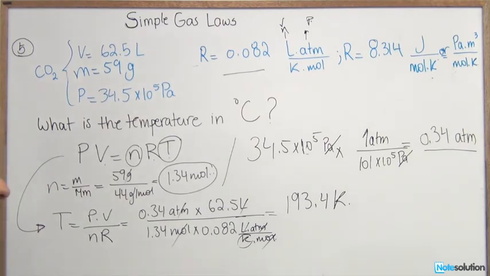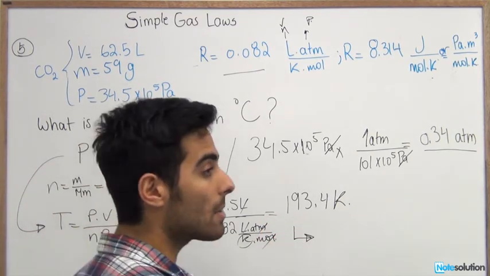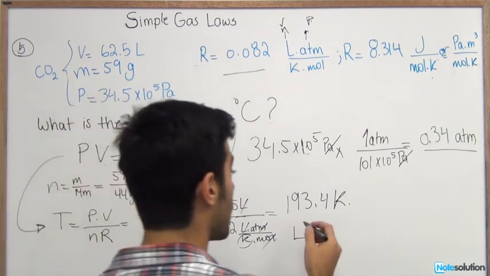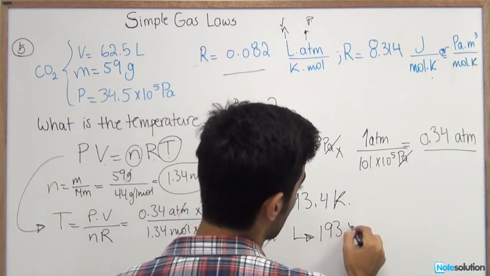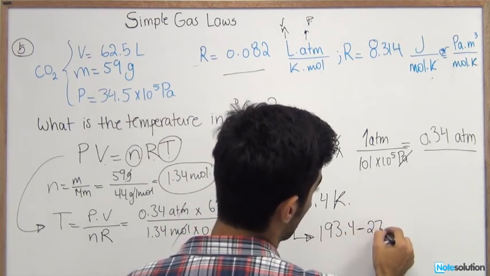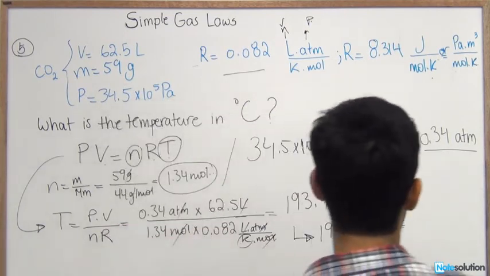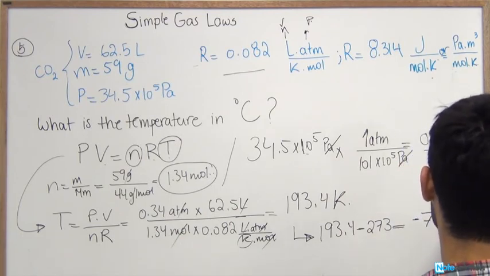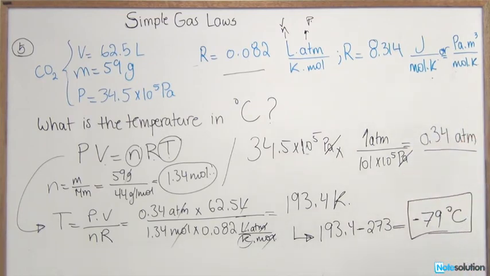Now, this is not the end of the question. The question asks us what is the temperature in Celsius. In order to find the temperature in Celsius, remember that when we convert from Celsius to Kelvin, we add 273. So when we convert from Kelvin to Celsius, we have to subtract 273. If we do the subtraction, we're going to end up with negative 79 degrees Celsius. And this would be your final answer for this question.